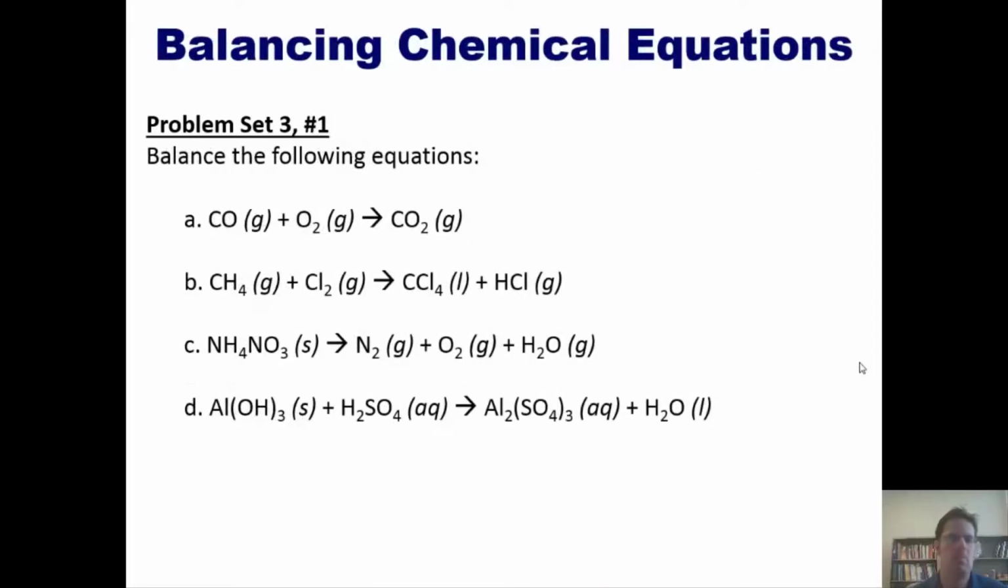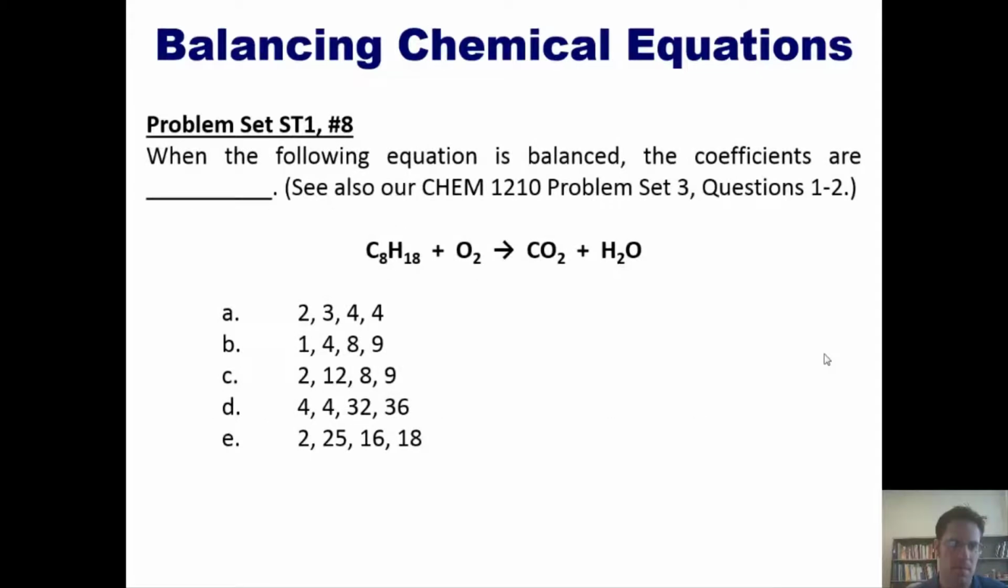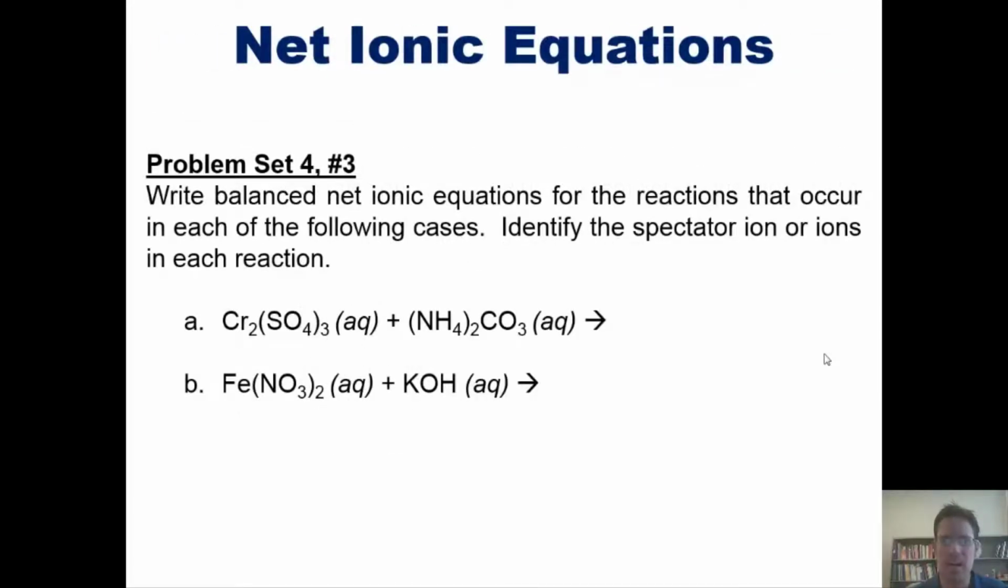Next, balance the following equations. Next, when the following equation is balanced, the coefficients are what? Next, write balanced net ionic equations for the reactions that occur in each of the following cases. Then identify the spectator ion or ions in each reaction.